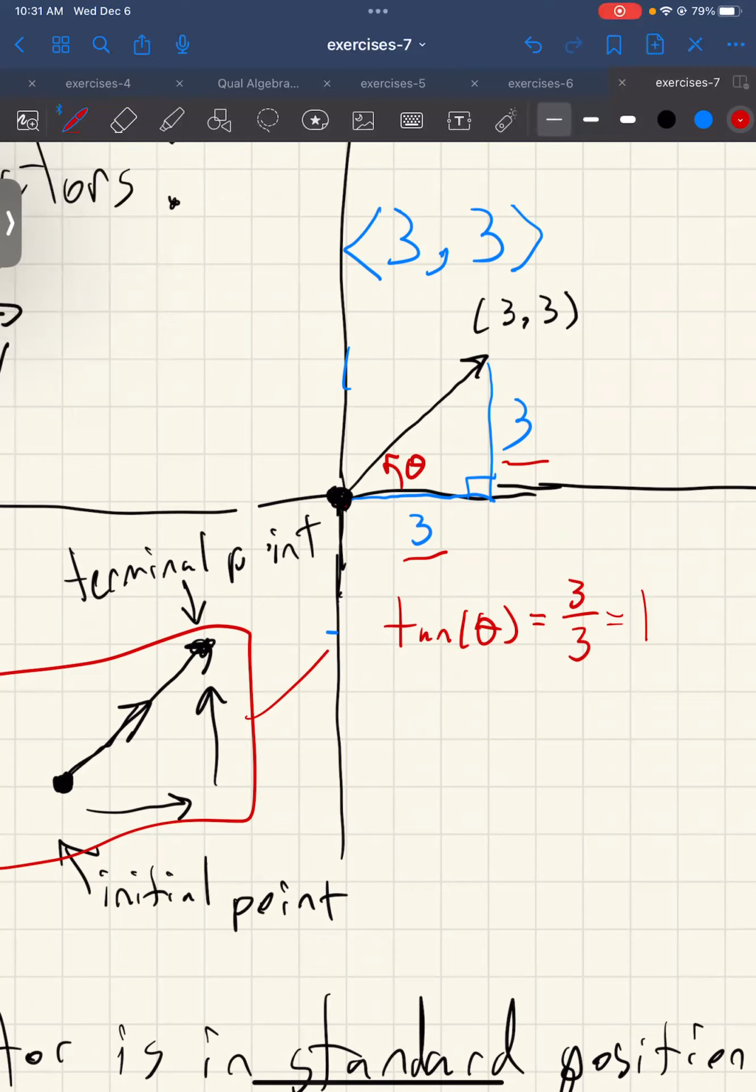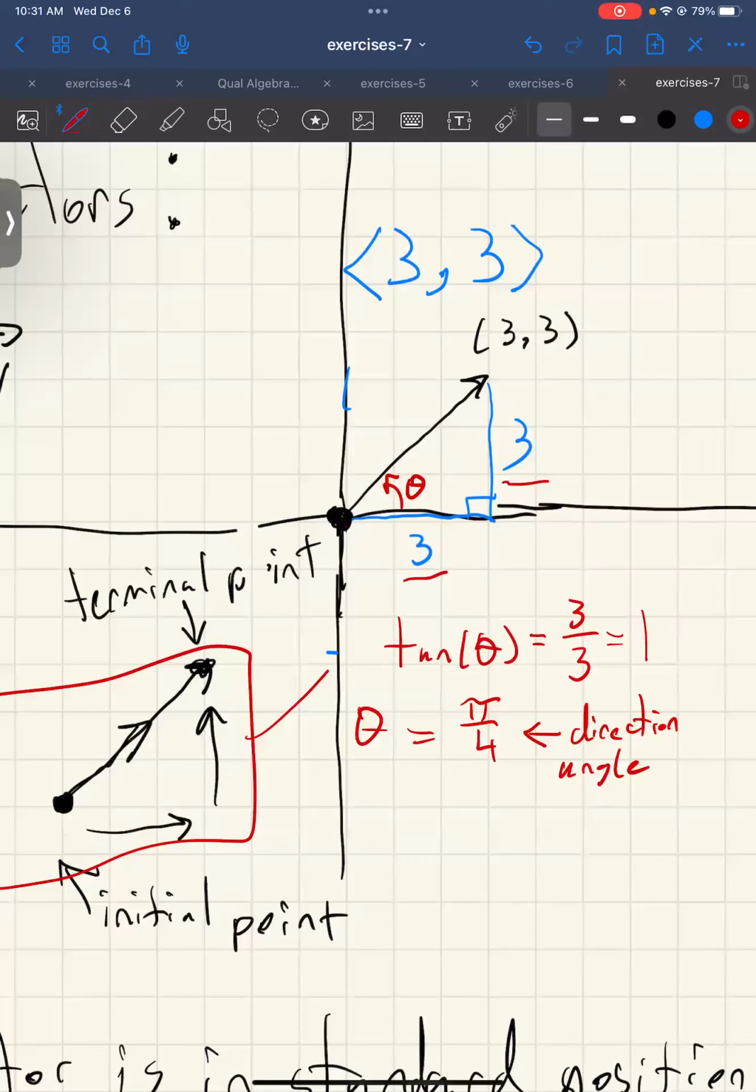Then the question is, for what value of theta is tangent equal to 1? And it turns out this is a nice angle, and I actually spoiled it earlier, because theta here is actually pi/4. So in this case, we would say our direction angle would be pi/4, the angle inside of our triangle right there.